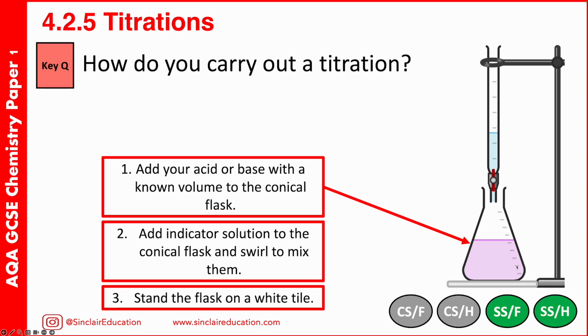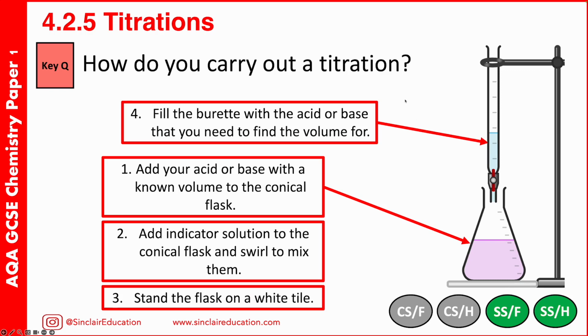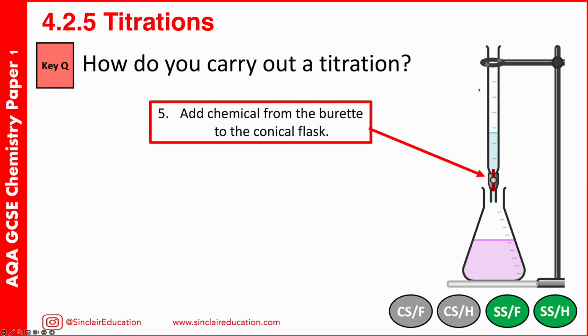and we'll place this down on a white tile. We will then fill the burette with the other chemical, and this will be the chemical that we do know the concentration of, but we want to see the volume we need to add to get this to neutralise. Now we use a burette here because burettes are really good at measuring variable volumes.